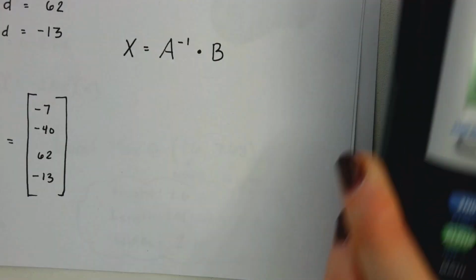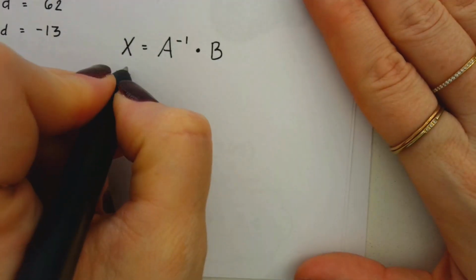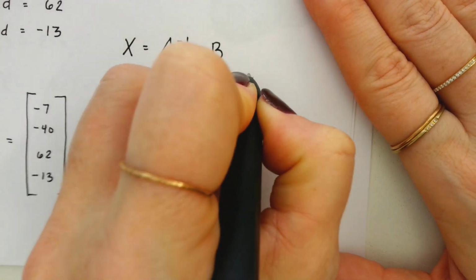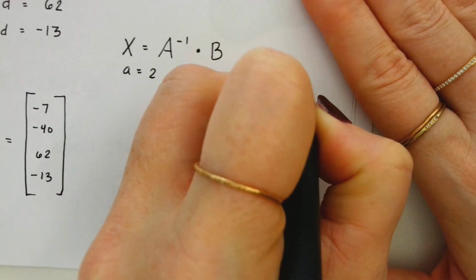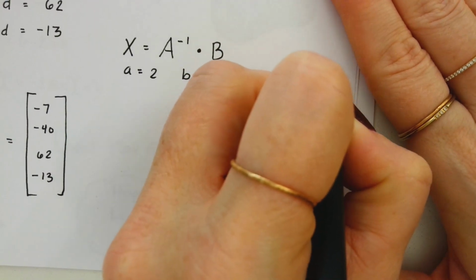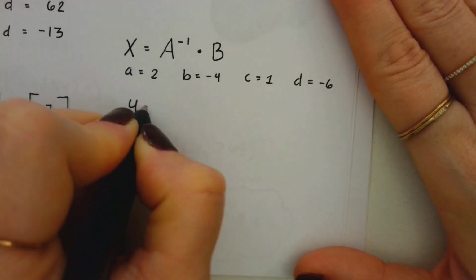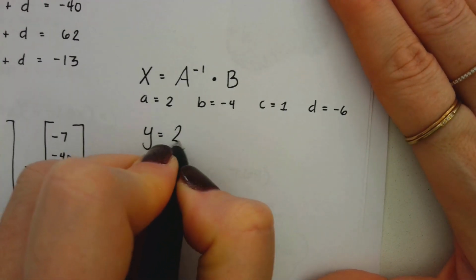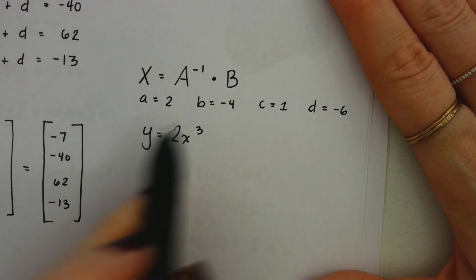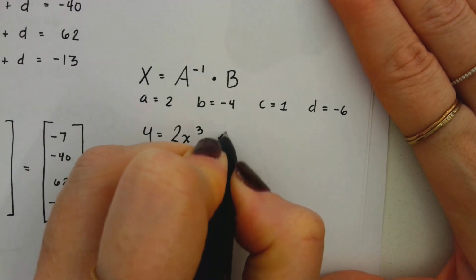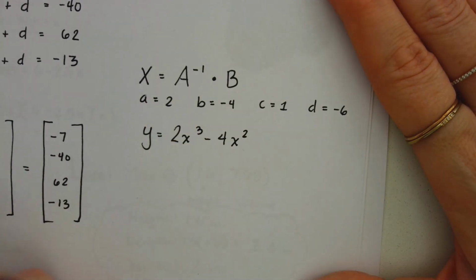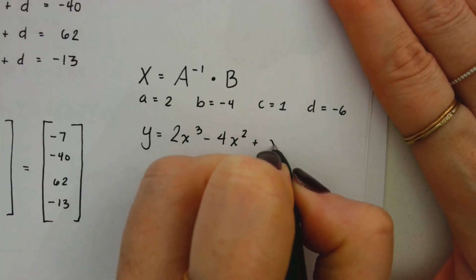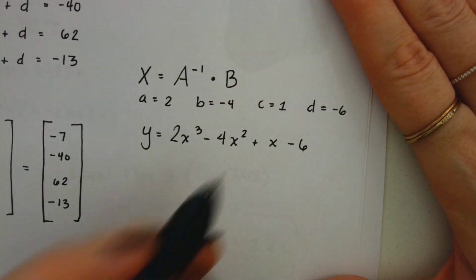Last thing we need to do is literally just make sure we write that as an actual cubic function. Don't just list out A, B, C, D. Write it as your function. So my function would be, the A is 2, so 2x cubed. My B is negative 4, so that would be minus 4x squared. My C is 1, so that would be plus 1x, which you can just write x. Minus 6.